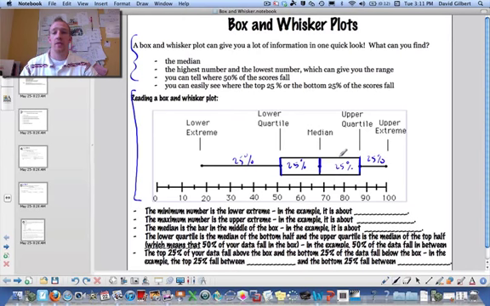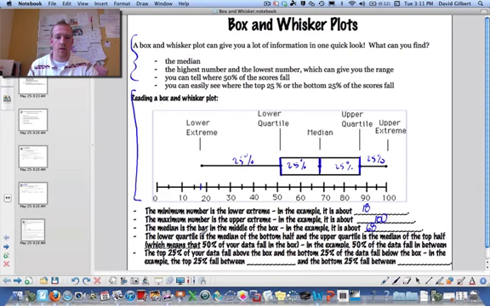Alright, so that means that 50% of all our data is within this box, or you can think of it as half of your data lies above this and half of your data lies below that. That's why we call them quarters. Alright, so the minimum number is the lower extreme. In this example, it looks like it's about an 18. The maximum number is the upper extreme. In this example, it looks like it's 100. Alright, the median is the bar in the middle, and that's a little less than 70. It looks like it'd be about 68.